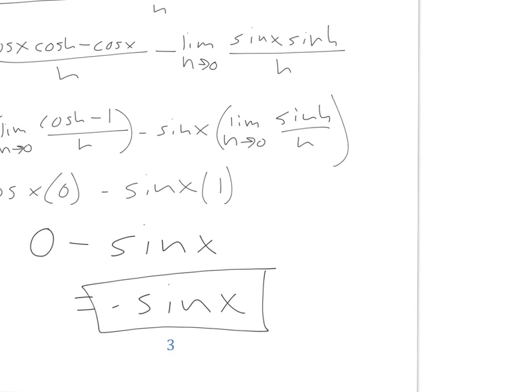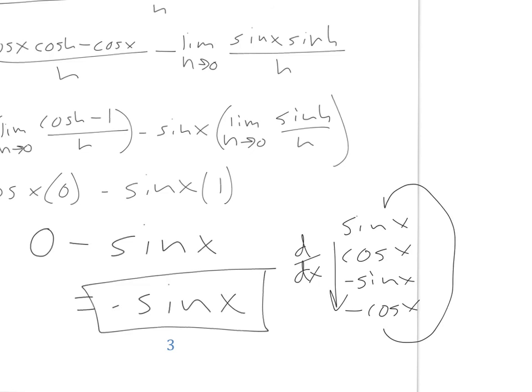So once again, it's going to look like this. If you start with sine, the derivative of sine would be cosine, the derivative of cosine would be negative sine, the derivative of negative sine is negative cosine, and then the derivative of negative cosine starts back again at sine. This is a pattern you want to be familiar with because you're going to see it a lot.